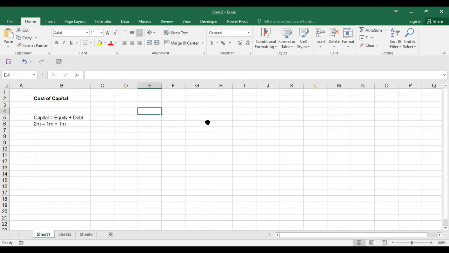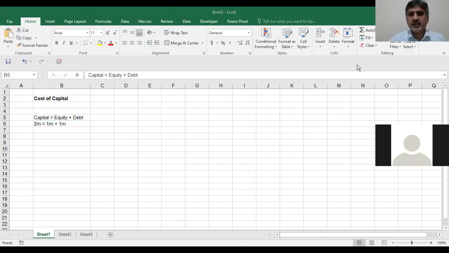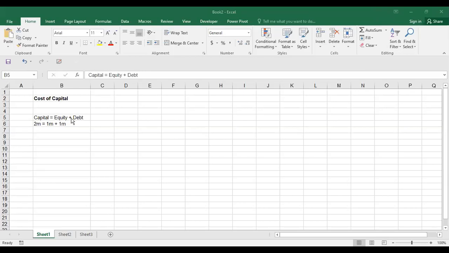I was saying that there's cost of capital. We know that capital includes equity and it includes debt. Equity is the money which we are taking from our shareholders, and debt is the money which we are taking from outsiders, probably a bank loan or maybe some bond. And equity will not come for free, and similarly debt will also not come for free.